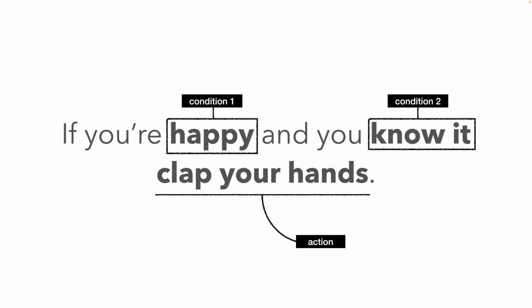Well, what is the action? The action is that I clap my hands. I'm going to clap my hands, but only, and that is a key word right there, only if I am happy and I know it. What if I'm not happy and I don't know it, or I know it and I know I'm not happy? Then that means I'm not going to clap my hands. That action is not going to happen.